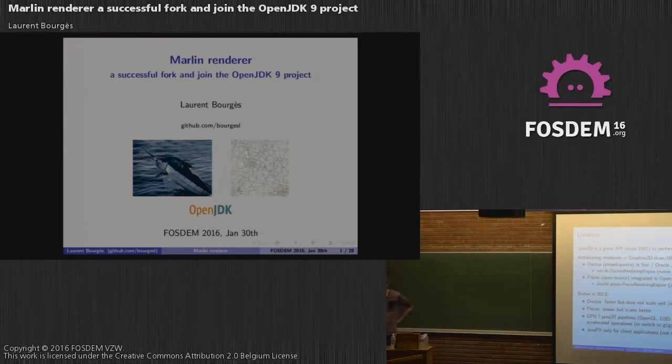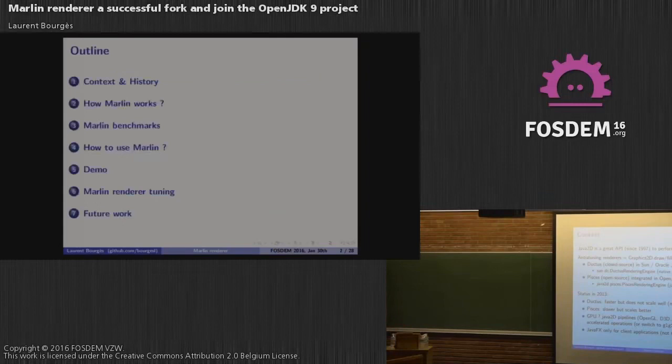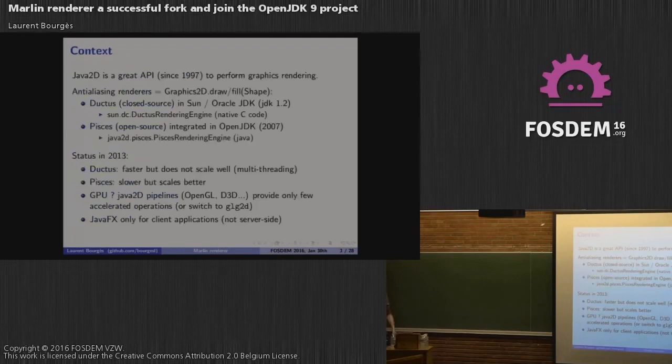So just to start, the context: Java 2D is a great API. It's quite old, but it's great. It performs quite well. For the moment, you have two anti-aliasing renderers. What are these renderers? They mainly perform the draw and fill operations on shapes. It's not about text renderers. You have Ductus, which is the closed source renderer, and you also have Pisces since OpenJDK 6.